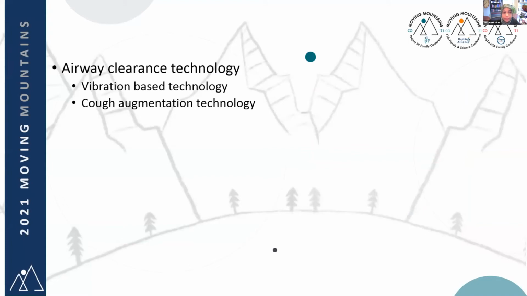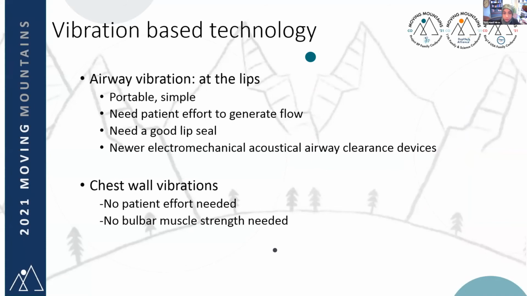Now, broadly, when I talk about airway clearance technology, I divide it up into vibration-based technology or cough augmentation-based technology. When we talk about vibration-based technologies, I'm talking about airway vibration that can be done at the lips or at the chest wall. At the lips, we're talking about a simple Acapella device that's portable. The patient can hold it. The patient has to provide the effort to generate that forward flow, so you need cooperation from the patient to be able to do it.